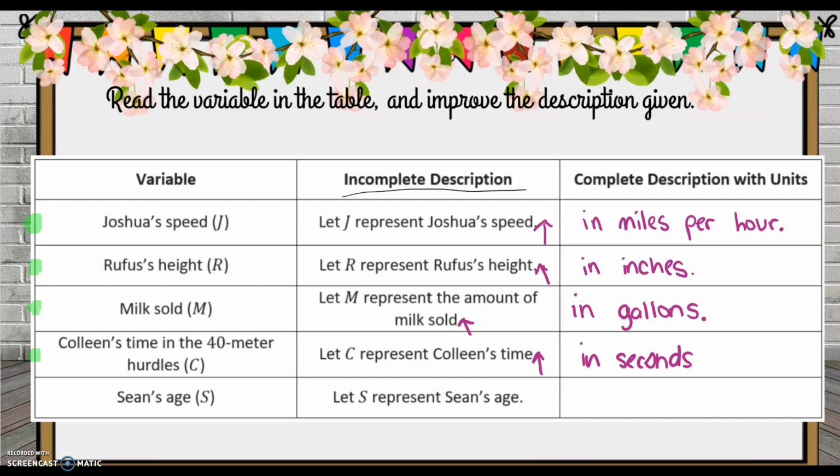That last row says Sean's age, S. So let S represent Sean's age. Oh, I know this one. In years. That makes a lot of sense. Unless Sean was a baby, then you would do it in months, maybe. But if Sean is more than 1 year old, then it'll definitely be in years.